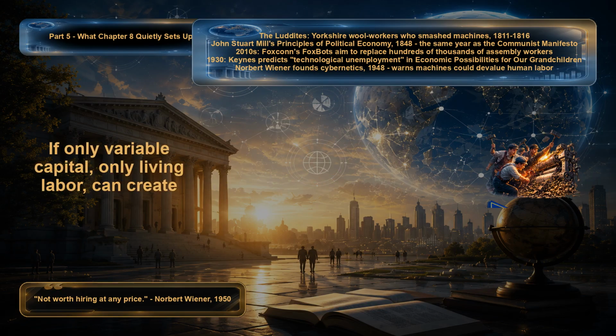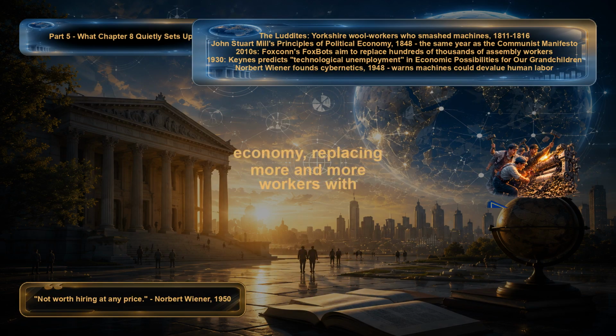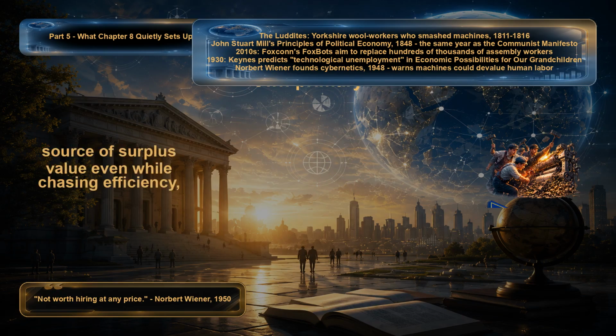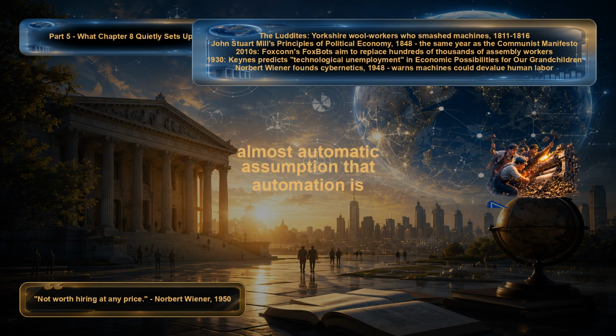If only variable capital, only living labor can create new value, then a firm, or even an entire economy, replacing more and more workers with machines, is trading away its own primary source of surplus value even while chasing efficiency, a paradox that sits uncomfortably against the common, almost automatic assumption that automation is simply, straightforwardly, good for profit, without limit.